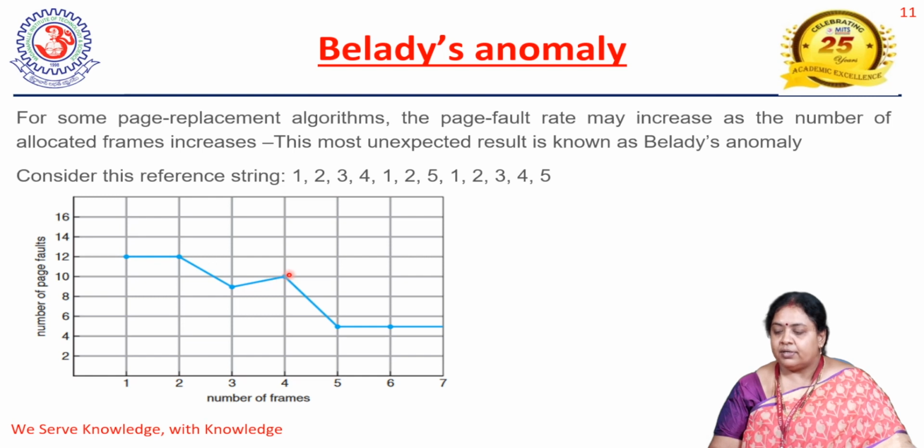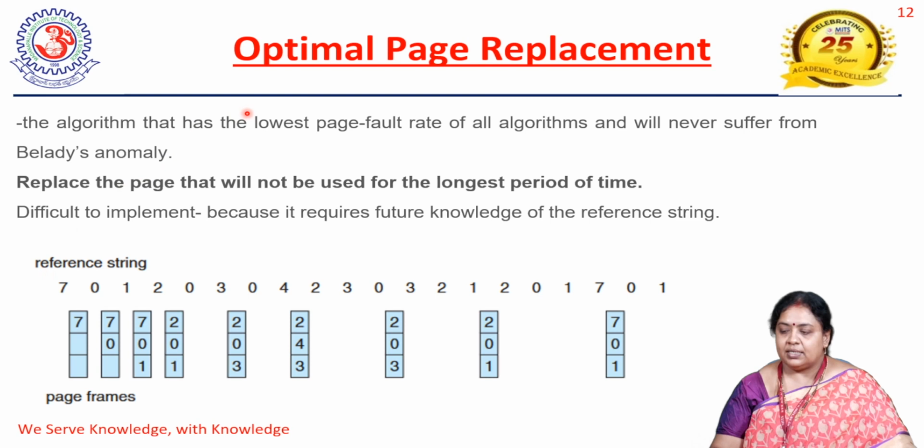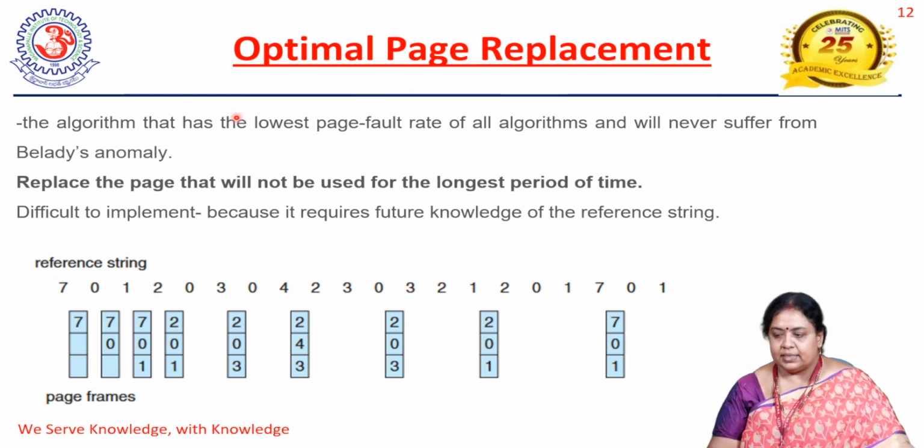The page fault rate is increasing. That we call a Belady's anomaly, and this FIFO algorithm suffers from Belady's anomaly. So we go for another algorithm that we call the optimal page replacement algorithm. This algorithm has the lowest page fault rate of all the algorithms, and it does not suffer from Belady's anomaly.